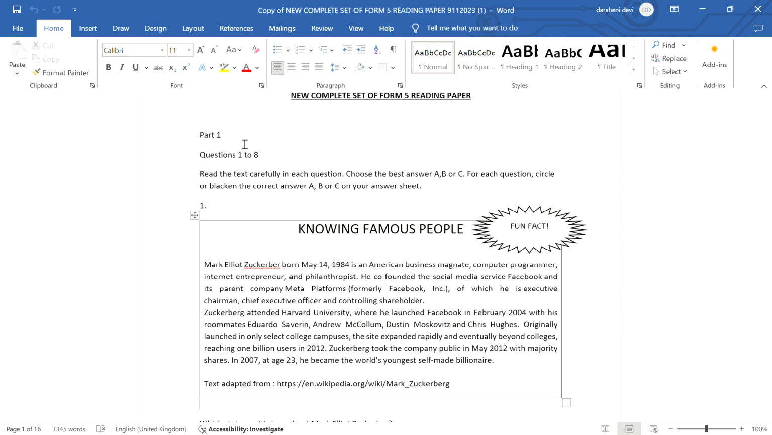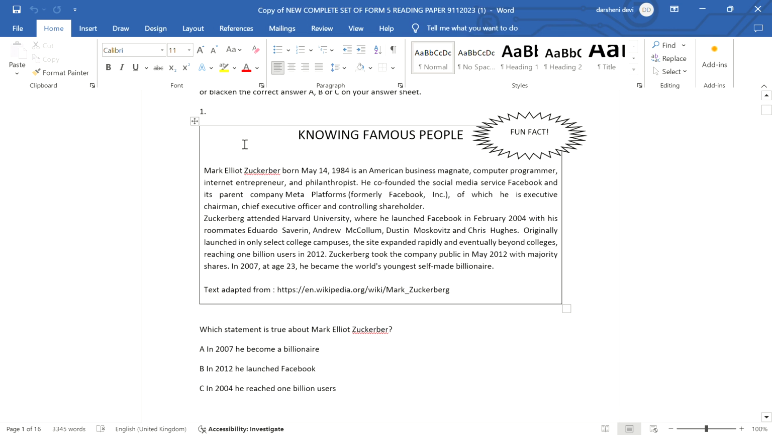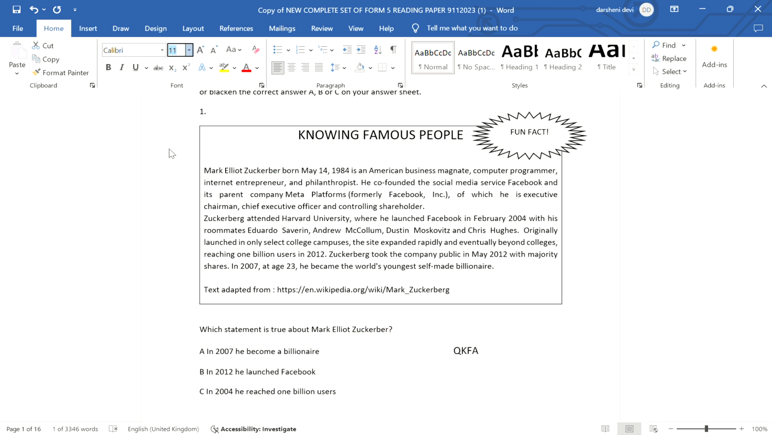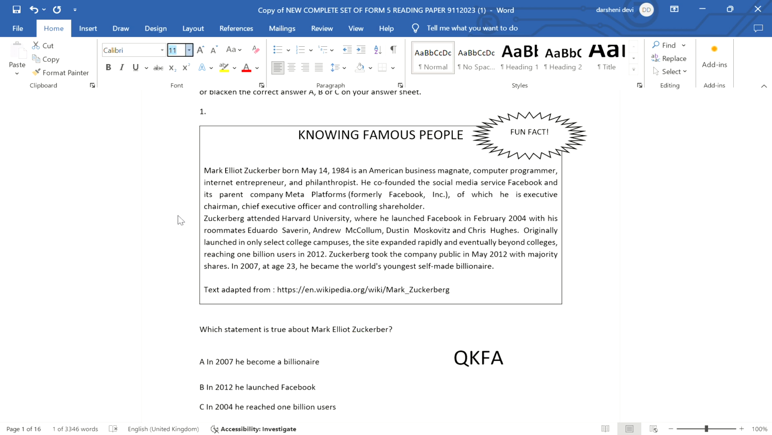So now let's look at the question. The type of questions, it can be like, for example, here, which statement is true about the famous person in the text? So we need to find out the keyword. What is the technique that we can use to find the answer for this question? It is QKFA. This is the technique that we will use. Teacher enlarged it so it is clear.